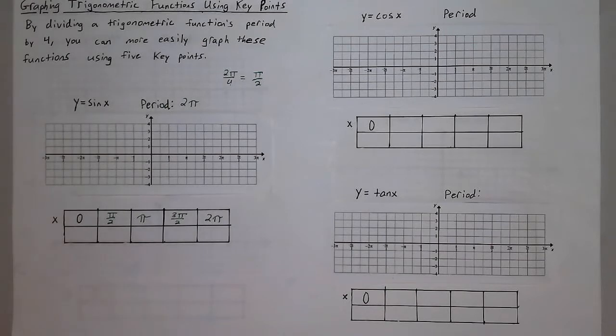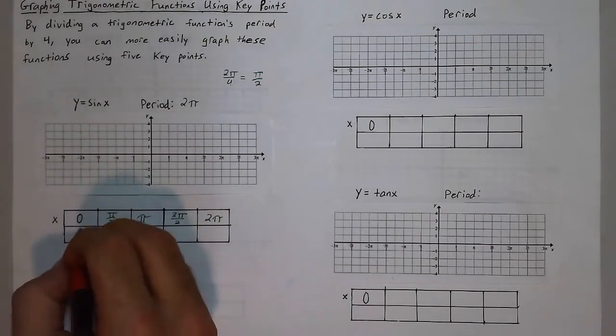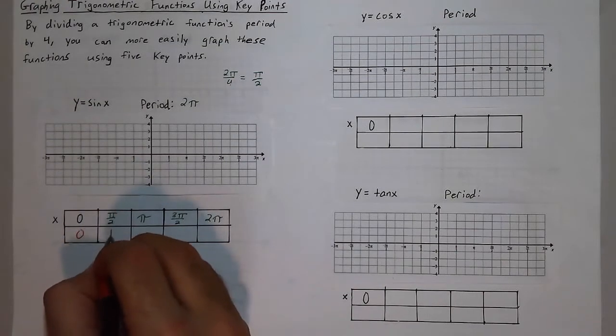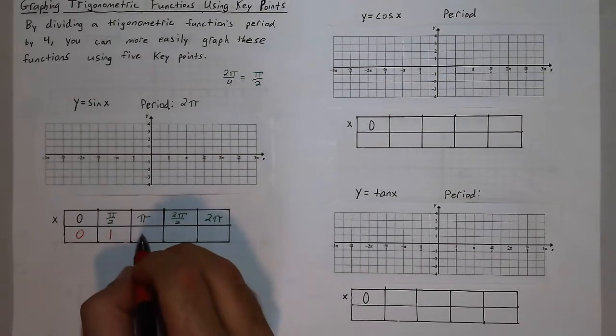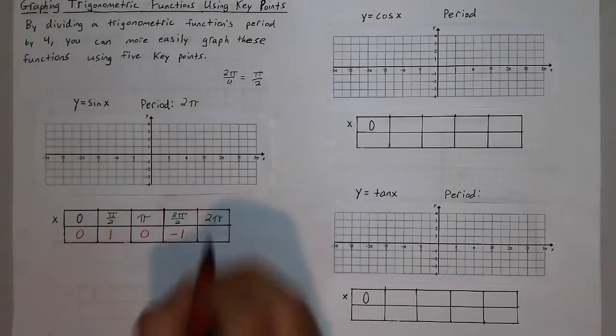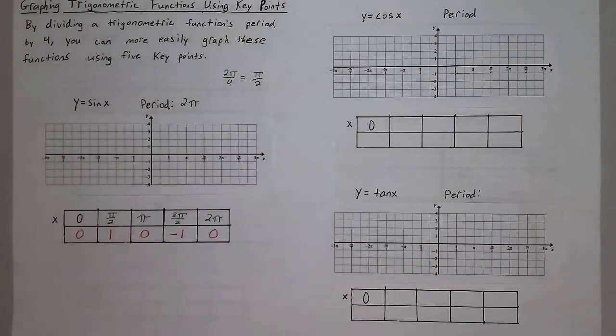Now, the y values that go along with this, sine of 0, we learned from the last lesson, is 0. Sine of pi over 2 is 1. Sine of pi is 0. Sine of 3 pi over 2 is negative 1. And sine of 2 pi is 0.